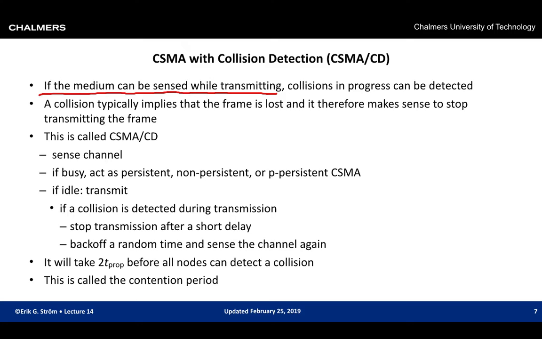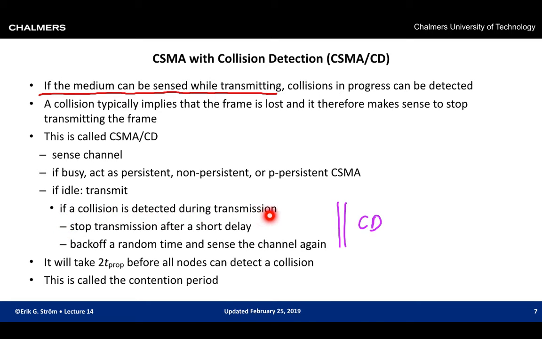But if you can do this, then collisions in progress can be detected, and this is very good because then we can stop. A collision typically implies that the frame is lost, so it makes sense to stop transmitting as soon as possible. As soon as we know it's colliding with something, we stop. This is called CSMA/CD, carrier sense multiple access with collision detection, and it works like this. We sense the channel. If busy, we act as persistent, non-persistent, or p-persistent, as we did before. If idle, we transmit. And here's the new thing: this is collision detection.